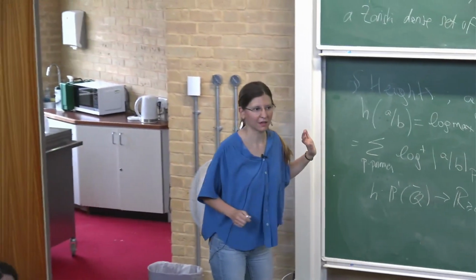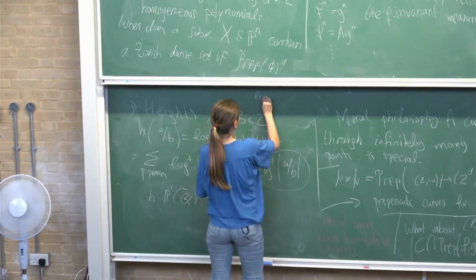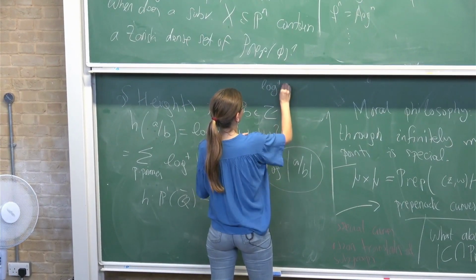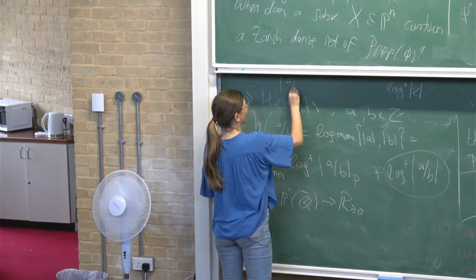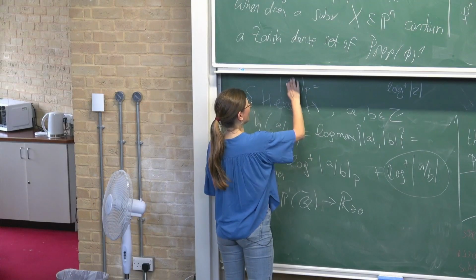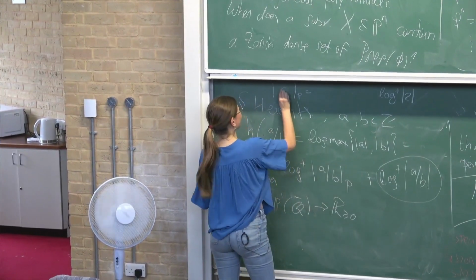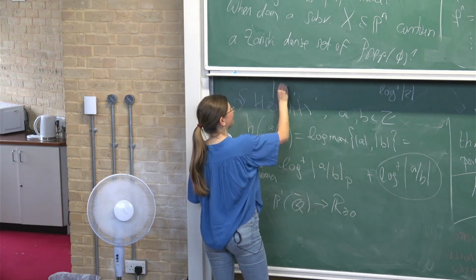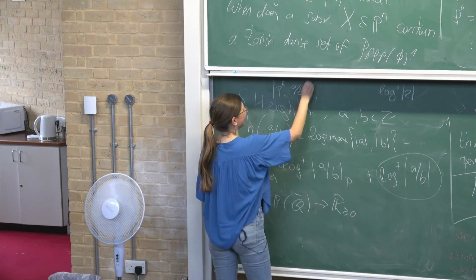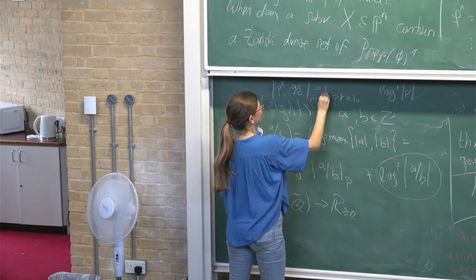I'm sorry for the interruption again. So log plus is like the maximum between 0 and log. Can you remind me what the absolute value with respect to p is? Yes, it's an exercise with the prime factorization. The p-adic absolute value of a over b is: writing it as p to the n times a over b, where p doesn't divide a or b, it's just p to the negative n.